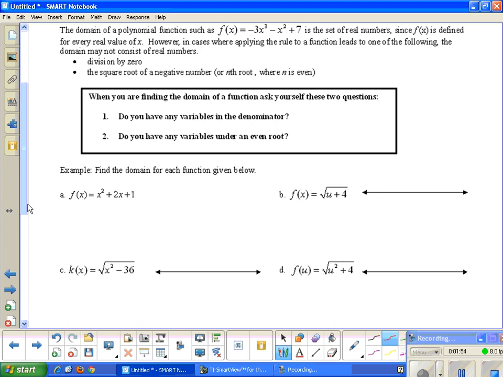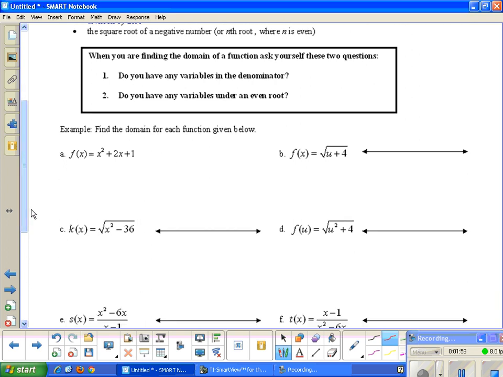So looking at this function, I asked myself the two questions. Do I have any variables in the denominator? No. Do I have any variables under an even root? I also do not, and I know this is a polynomial function, therefore the domain of this is going to be all real numbers. So remember, when you're writing that, we're going to use interval notation, so negative infinity to infinity. So this is the domain, and I'm going to write D stands for domain.